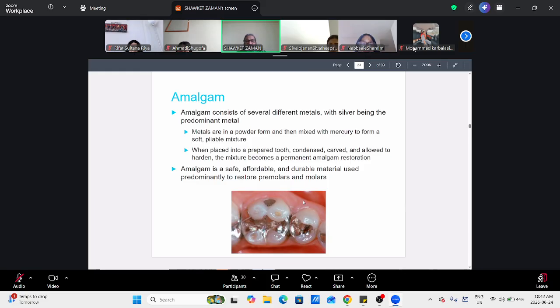So amalgam consists of multiple metals together. That's what is called amalgam. What are those multiple metals that come together? Silver, tin, copper, zinc. So one is the metal powder, and one is the alloy. Alloy means that when we mix multiple metals together, the new mixture is known as an alloy.